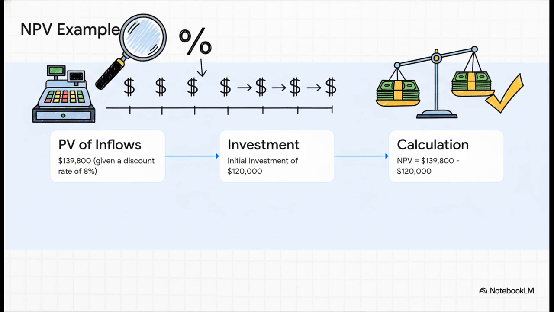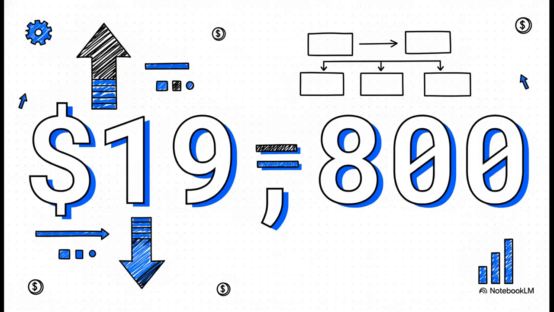Let's say a project costs $120,000 upfront. In return, it's projected to bring in $35,000 a year for 5 years, and the company's required rate of return, our hurdle rate, is 8%. Now, for the exam, they won't always make you do the heavy lifting of discounting. Often, like here, they'll just give you the total present value of those inflows, which in this case is $139,800. So we just plug our numbers into that simple formula. We take the present value of the inflows, $139,800, and we subtract the initial cost, $120,000. And that gives us a net present value of $19,800.